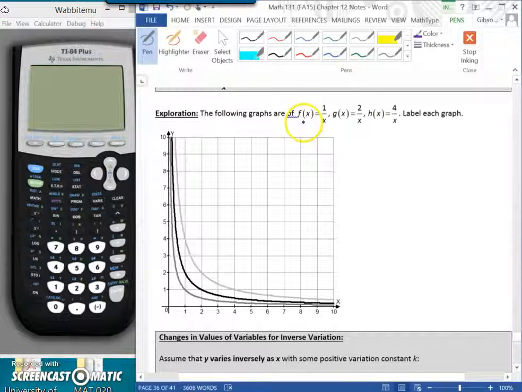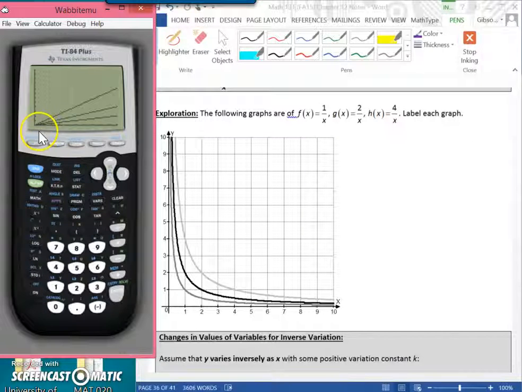Okay, so now the following graphs are of f of x equals 1 over x, and then g of x is 2 over x, and then h of x is 4 over x. So now we can put this in our calculator, and they want us to label each graph. So let's clear this out. So now we would take 1 divided by x. That'll be our first one. Second graph would be 2 divided by x. And the final graph would be 4 divided by x. Now let's just graph them all and see what they look like.